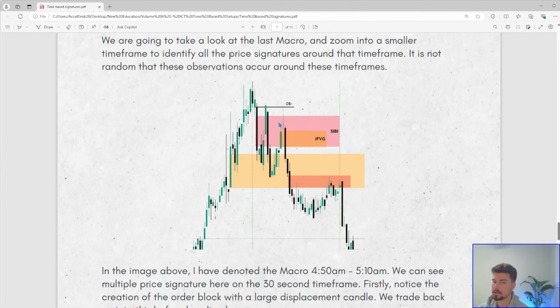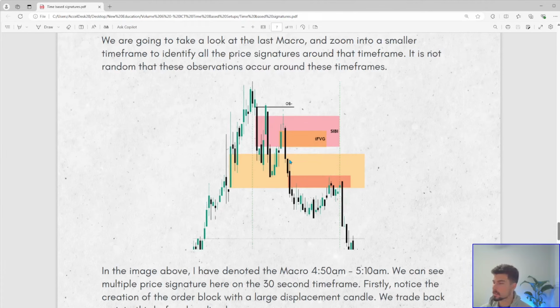And then we trade back into the CIBI. This second time we trade back into it, this is a good price signature. We don't close up here again. We close in the imbalance. And then notice what happens here. Look, we create an inversion fair value gap. So you've got paired confluences here. You've got nested PDRAs here. You've got nested confirmations here.